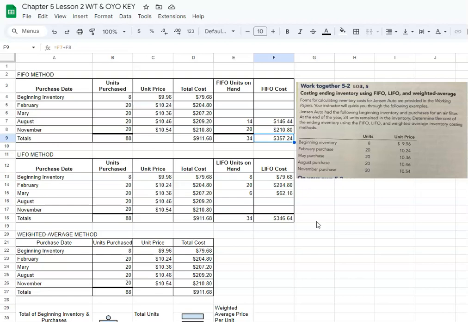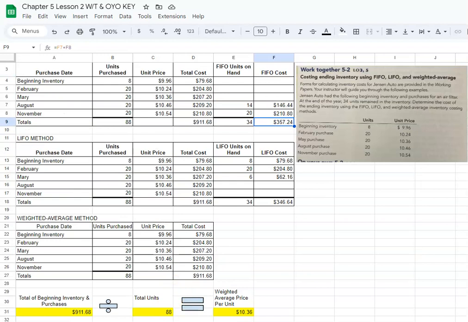All right, so just make sure, if you're doing this in real life, that you always stick with the same methodology. You don't mix it up. But this shows you the difference. Okay, very cool. So that's your work together. And on your own, just on the next tab over. So you guys can do that one on your own.